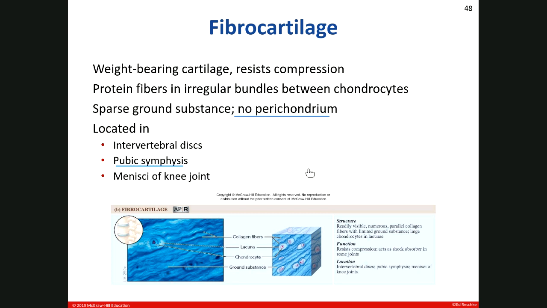So in between the chondrocytes, this is where we're going to find a ton of those collagen fibers, those protein fibers, some elastic fibers, but tons of the collagen fibers.